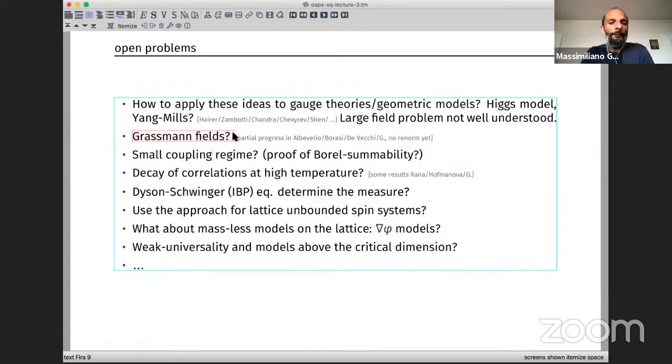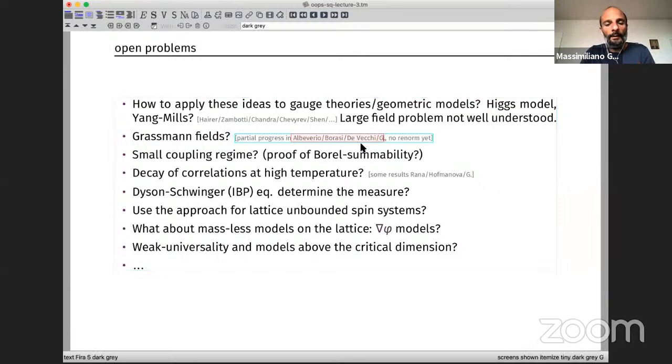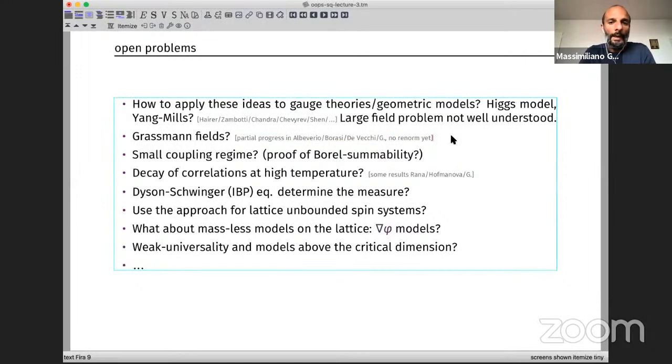Grassmann fields. So what happens for fermions? There is some work of myself with Borasi, De Vecchi, and Albeverio, but we don't have renormalization yet for stochastic quantization. And then new, very exciting work on Yang-Mills by Eirer, Zambotti, Chandra, Chevyrev, and Shen. It's a large group, but it's a very difficult problem. Again, it's a partial result in the sense that only the local theory is there and not the global theory.